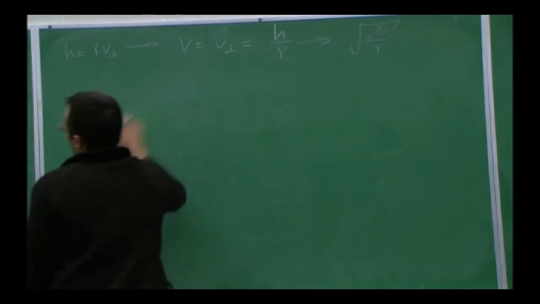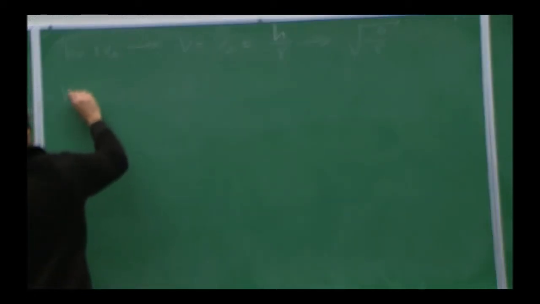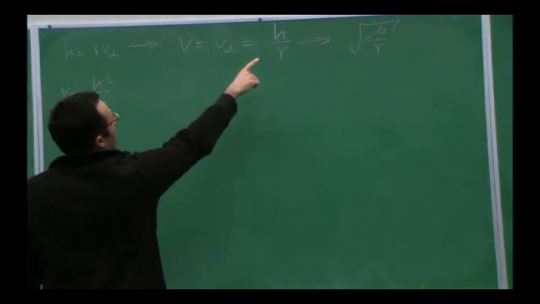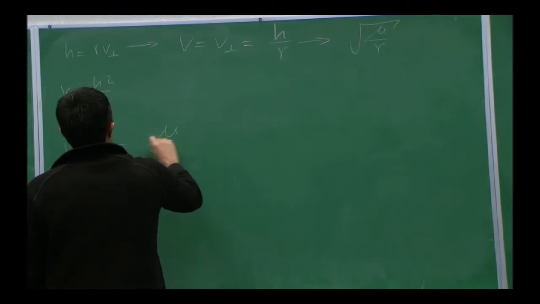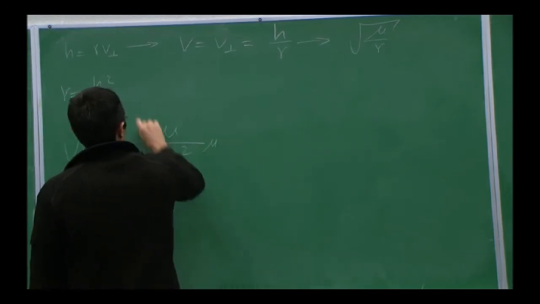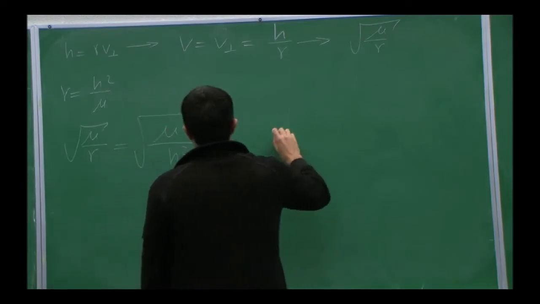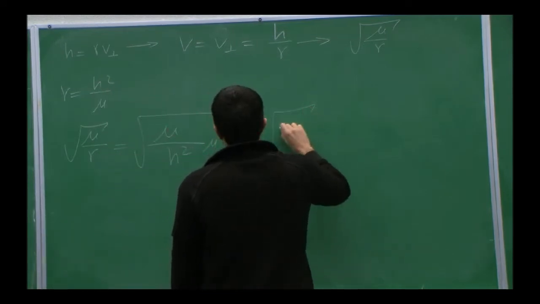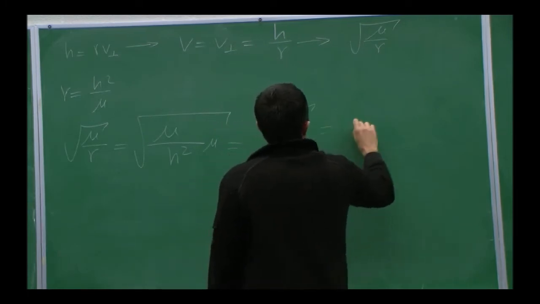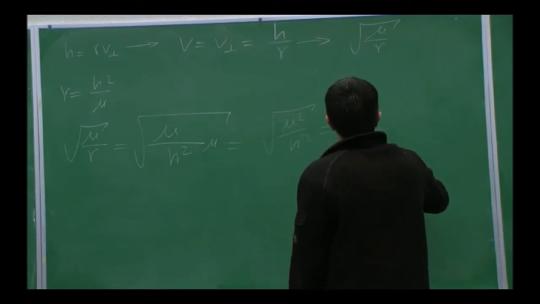Forget about this. Let's do it again. Okay, r is h squared over mu. Yeah, I was trying to prove that. What is the square root of mu over r? It is the square root of mu over h squared over mu. Now there was a square root missing. So it's the square root of mu squared over h squared, which is mu over h. Here it is.